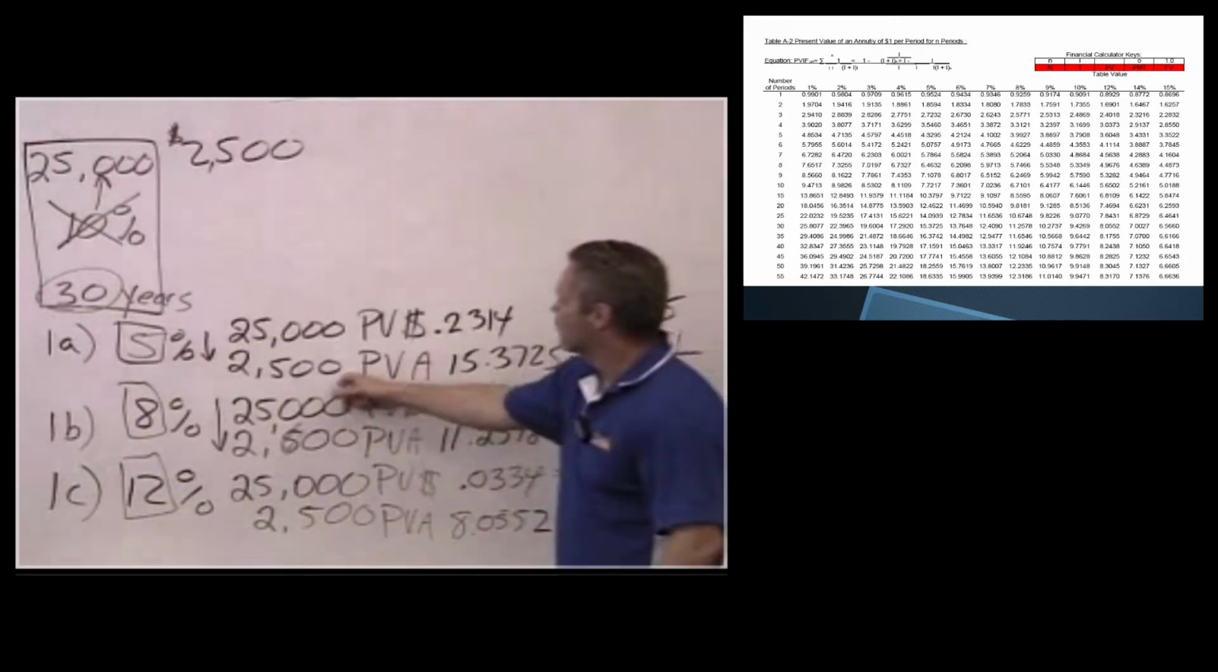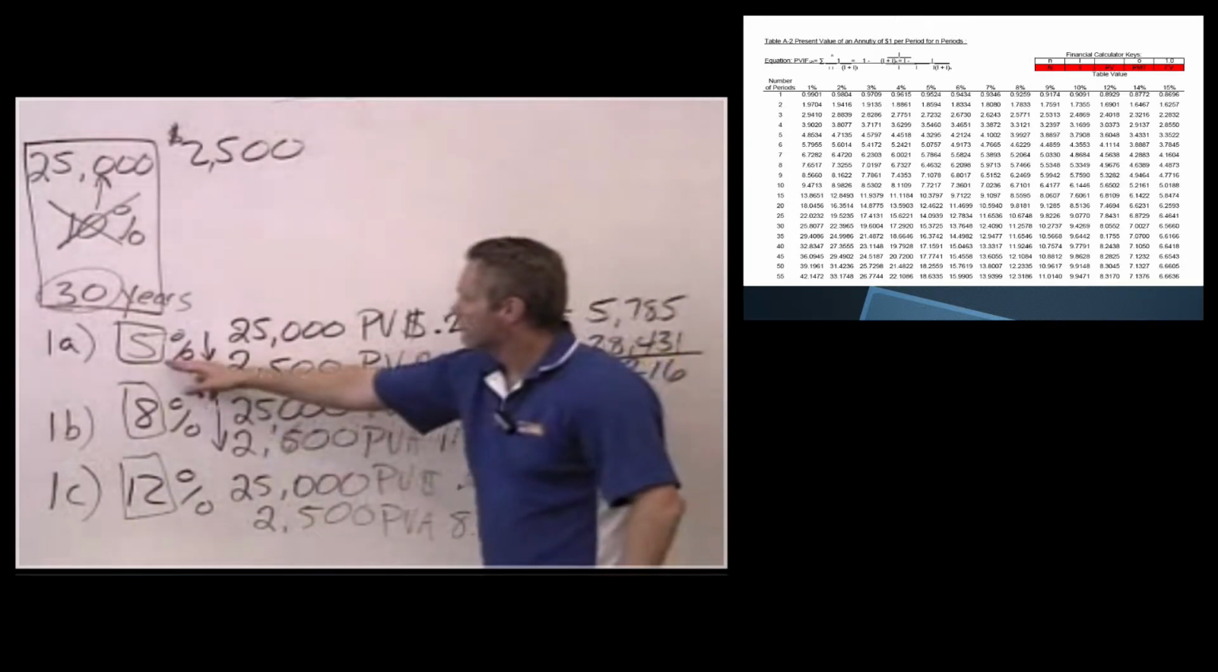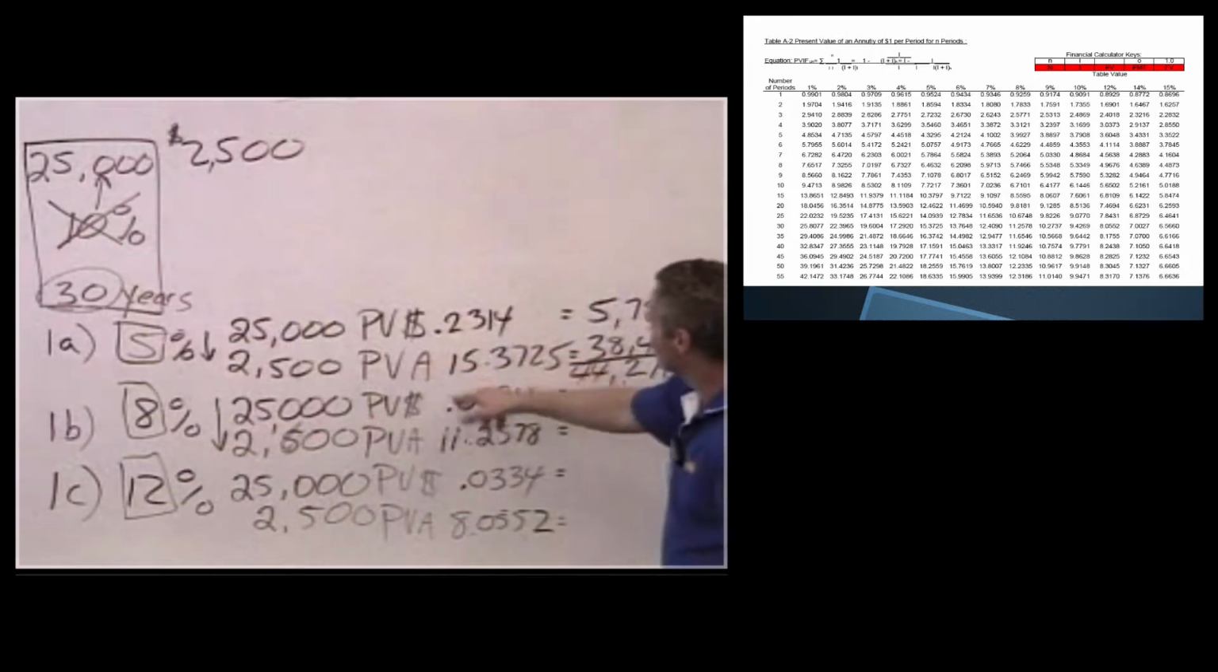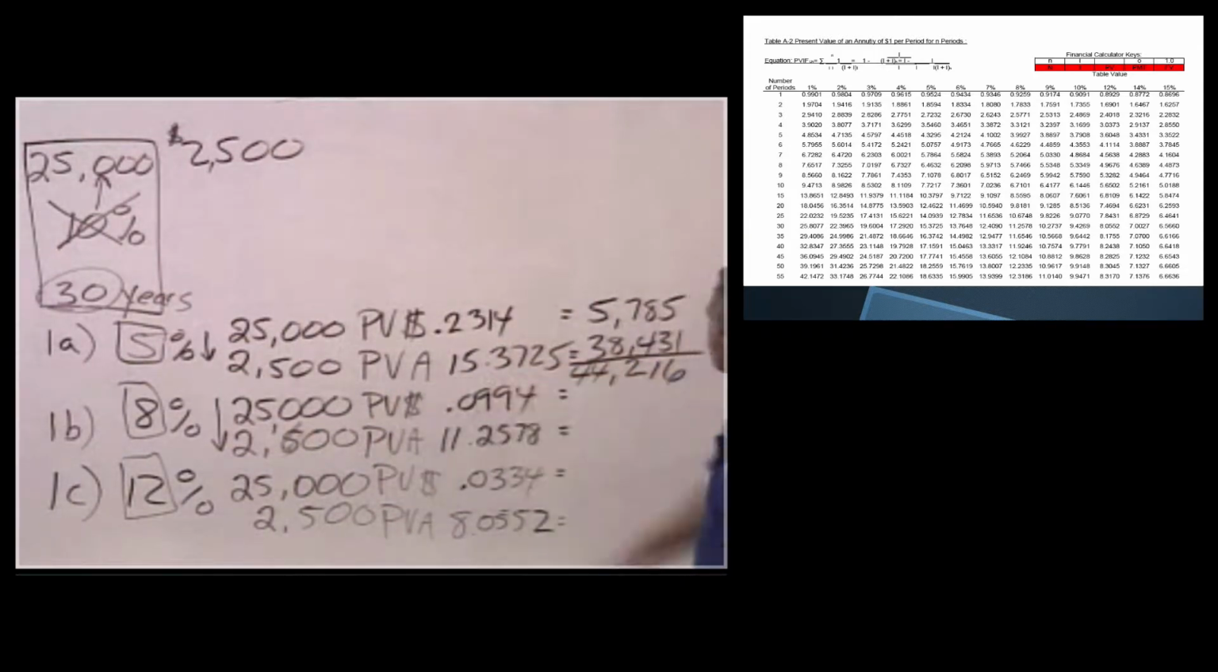The interest payment is an annuity. We get $2,500 every single year. If the interest rate environment's 5, N equals 30, present value of an annuity, we get 15.3725, means 38,431. So this bond is worth $44,216. So this bond sells at a significant premium.